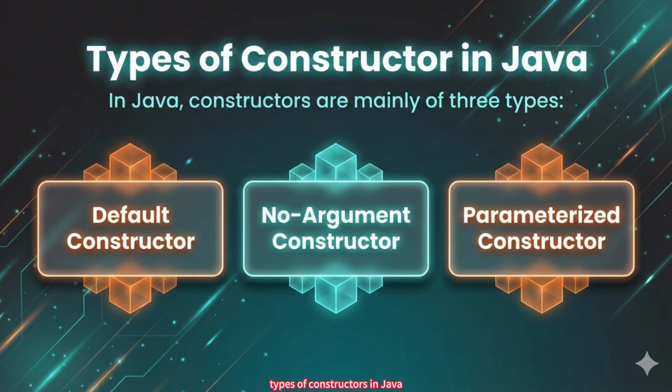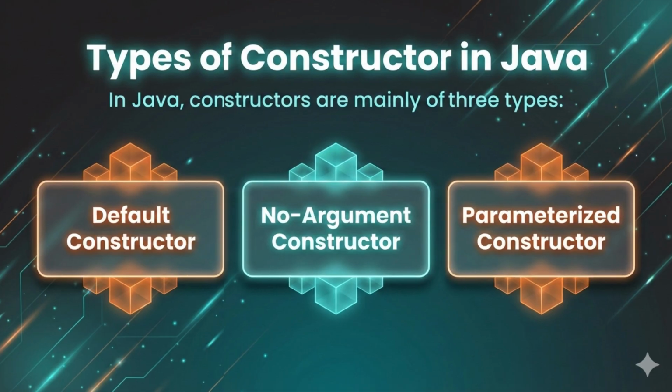Types of constructors in Java. In Java, constructors are mainly of three types. First, default constructor. Second, no-argument constructor. Third, parameterized constructor. Let's understand them one by one.